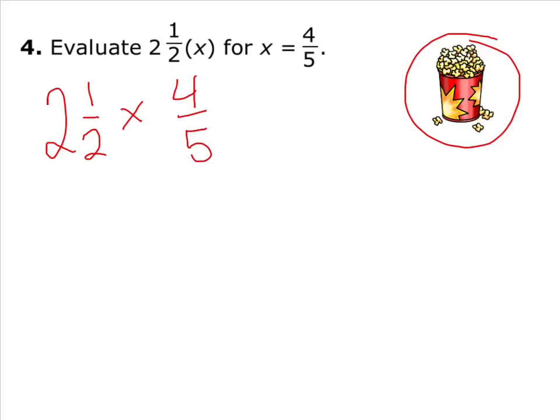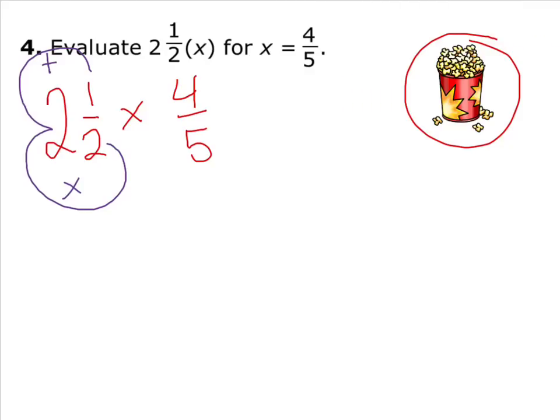Now, we can't multiply 2.5 times 4/5. We have to change 2.5 into an improper fraction. That's where our popcorn rule comes into account. I'm going to multiply 2 times 2 and then add 1 to that. So this is times, plus. I had a student a few years back say, oh, that looks like a piece of popcorn. So we kind of coined it the popcorn rule. Let's convert this 2.5 into an improper fraction.